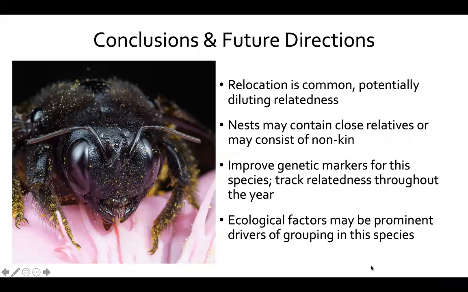And finally, this work emphasizes an important possible role for ecological factors in shaping sociality in these species. Because females may disperse away from family groups, inclusive fitness benefits may be insufficient to explain the formation of social groups in the valley carpenter bee.